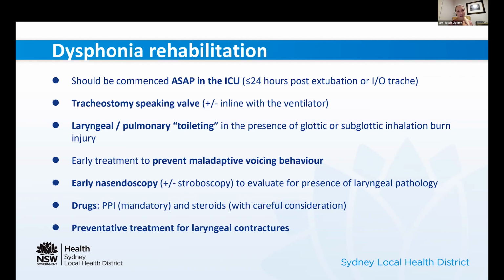Steroids is an interesting thing. We really weigh up the risks and the benefits of using steroids. Certainly for our cutaneous skin graft, steroids have been shown to be unhelpful in getting those grafts to take. But certainly if we have significant issues with the airway, that will take precedence, and we will use those steroids. We also employ preventative treatment for our laryngeal contractures as well.